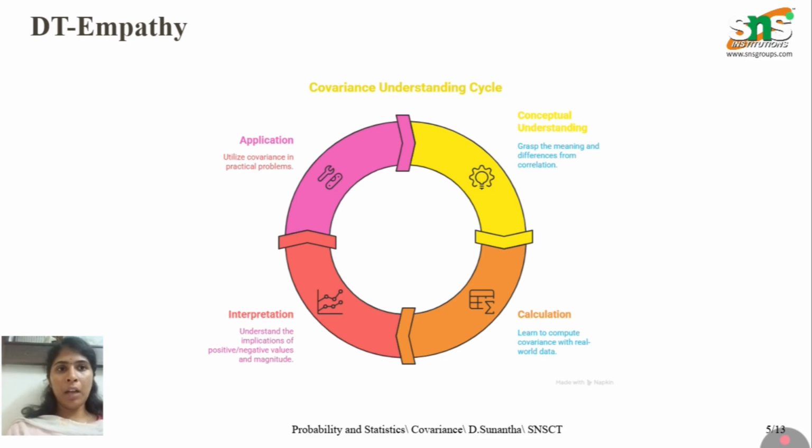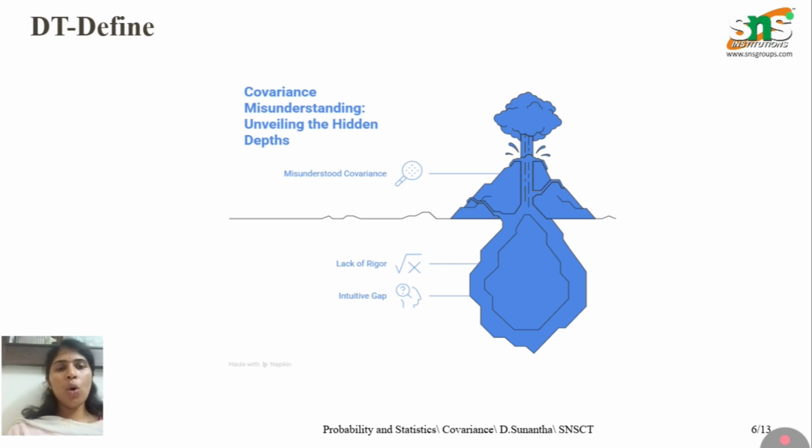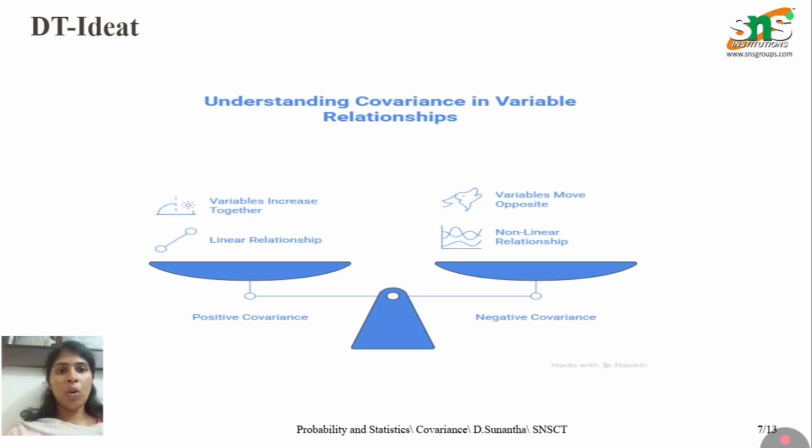Next is the empathy part. In this empathy, why we have to use this: utilizing covariance in practical problems, and understanding the implications of positive and negative values of the covariance. Covariance is mostly misunderstood as lack of rigor or a knowledge gap.